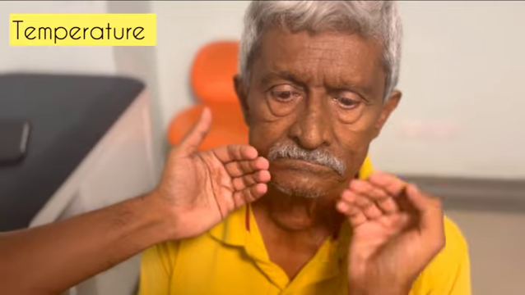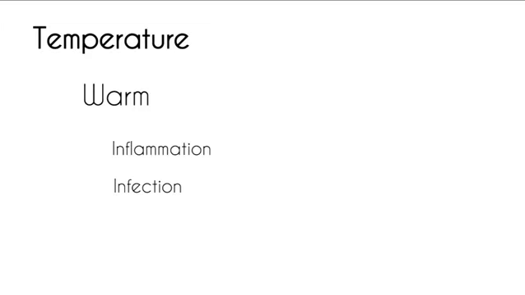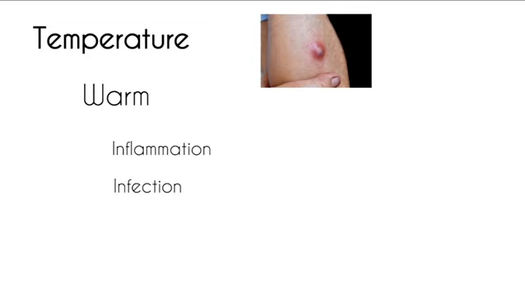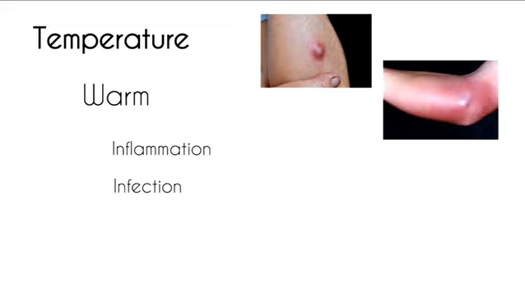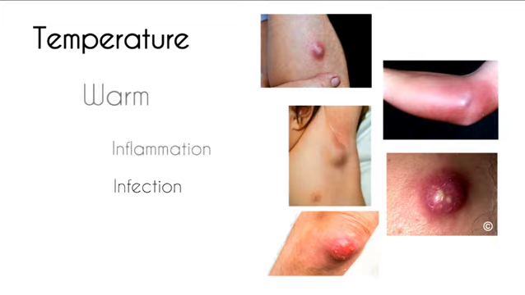Then, assess the temperature over the lump using the back of your hand, comparing it to the surrounding skin. Differential diagnosis of lumps by temperature. When considering warm and hot lumps, they are suggestive of inflammation or infection. The likely causes are abscesses, cellulitis with induration, infected cysts, lymphadenitis, carbuncles or furuncles.